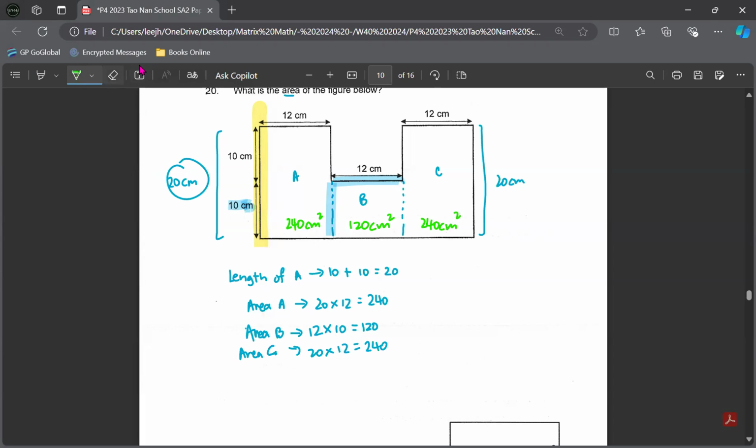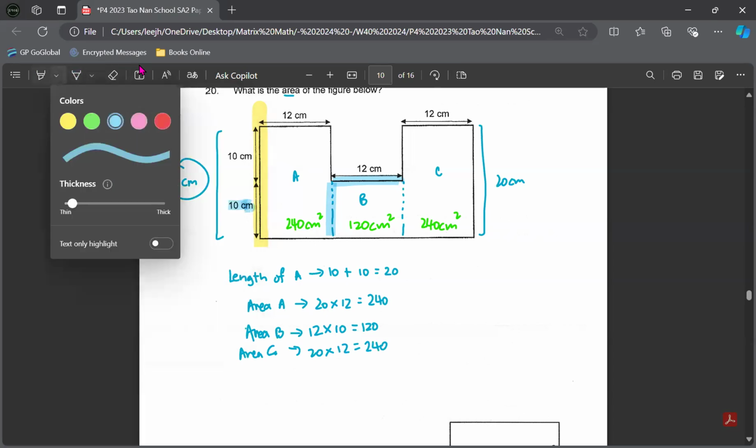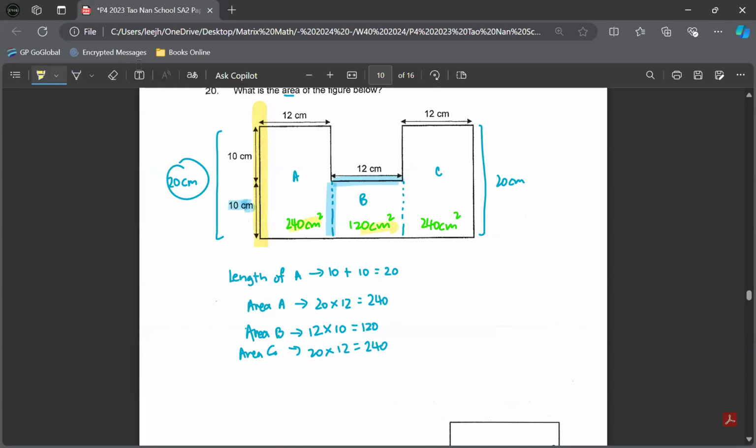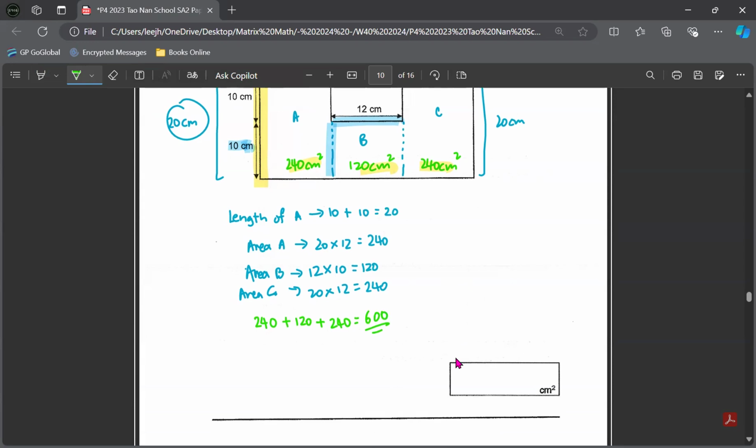So I want to find the area of the figure. Very simple. We are just going to add all the areas together for parts A, B, C. You just take 240 plus 120 plus 240. Your answer will be 600 square centimeter. If you don't want to write your units inside that working, it's fine. But please finalize your answer with the correct unit here. Okay, so your answer is 600 square cm.